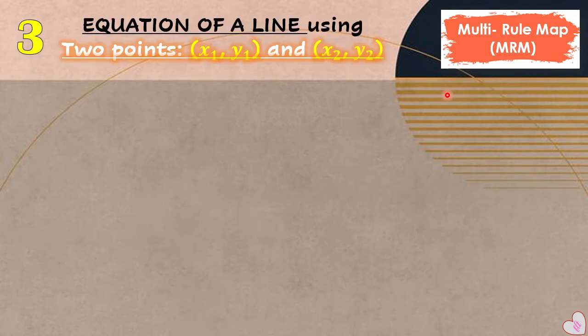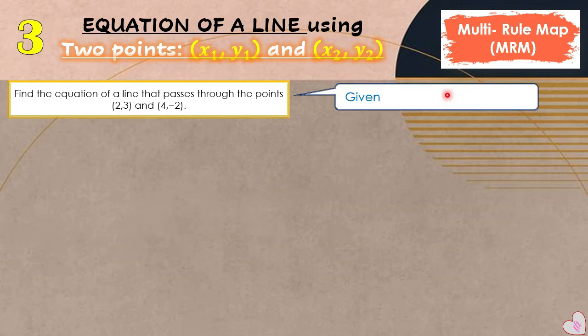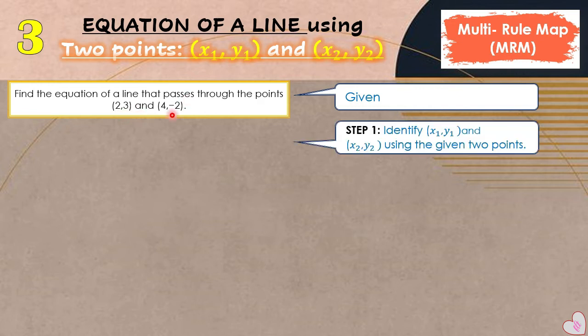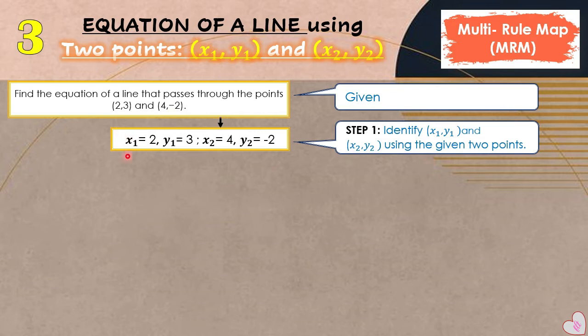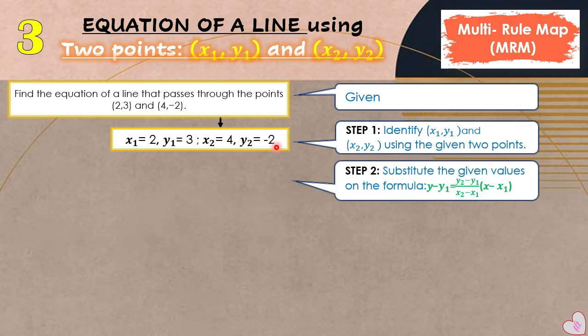For the third one, we have equation of a line using 2 points, x sub 1, y sub 1, and x sub 2, y sub 2. So for the given, find the equation of a line that passes through the points 2, 3, and 4, negative 2. Step 1. Identify x sub 1, y sub 1, and x sub 2, y sub 2 using the given 2 points. So for the x sub 1, we have 2, y sub 1, 3. That is for the first ordered pair. X sub 2, 4. And y sub 2, negative 2 for the second ordered pair. Step 2. Substitute the given values in the formula.